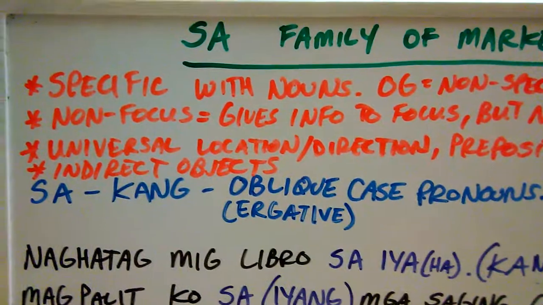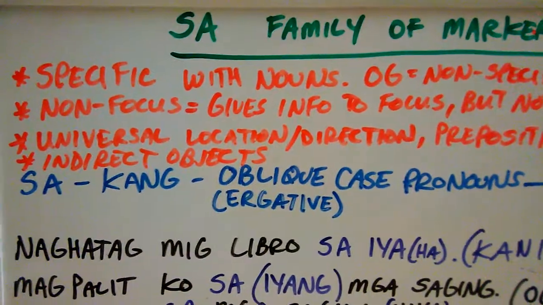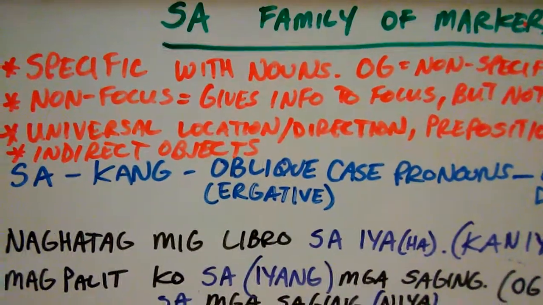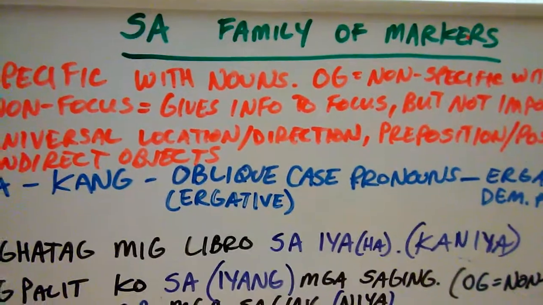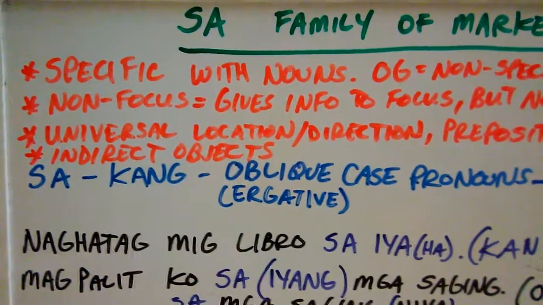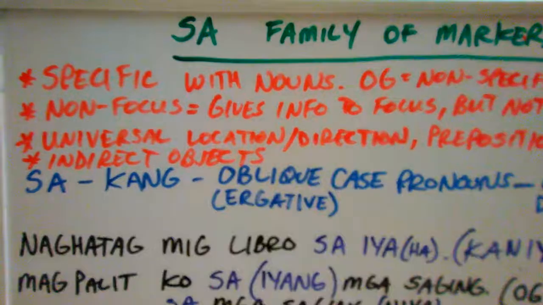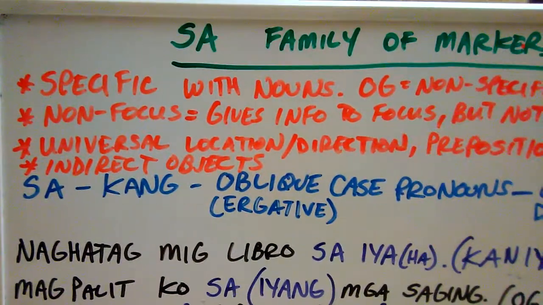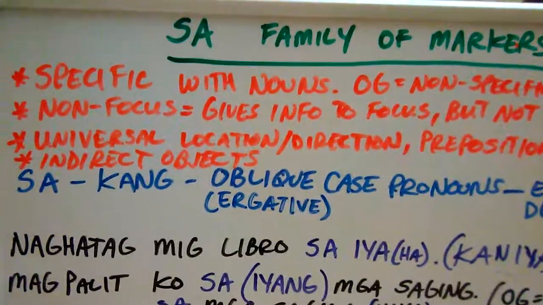And I'm laying that out there because the circumstantial voice is going to have a lot of that. So I'm using this Sa family of markers video as a precursor to understanding the final voice in the Austronesian alignment, which is the circumstantial.